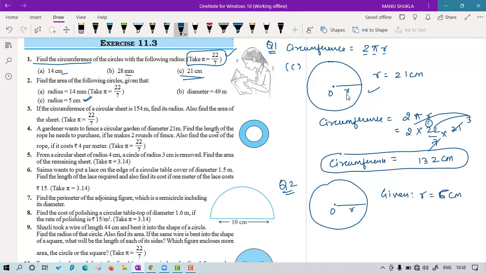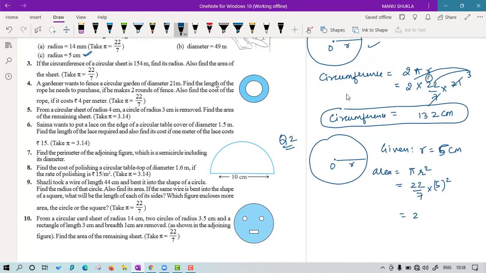So I think we are ready with the formula. Formula is given by area is equal to pi r square. Put the value. As nothing is mentioned for pi, better you take 22 upon 7. R square means 5 square, or we can write it as 22 upon 7, 5 into 5. So we cannot solve it further, so just multiply these two. It becomes 25 upon 7.